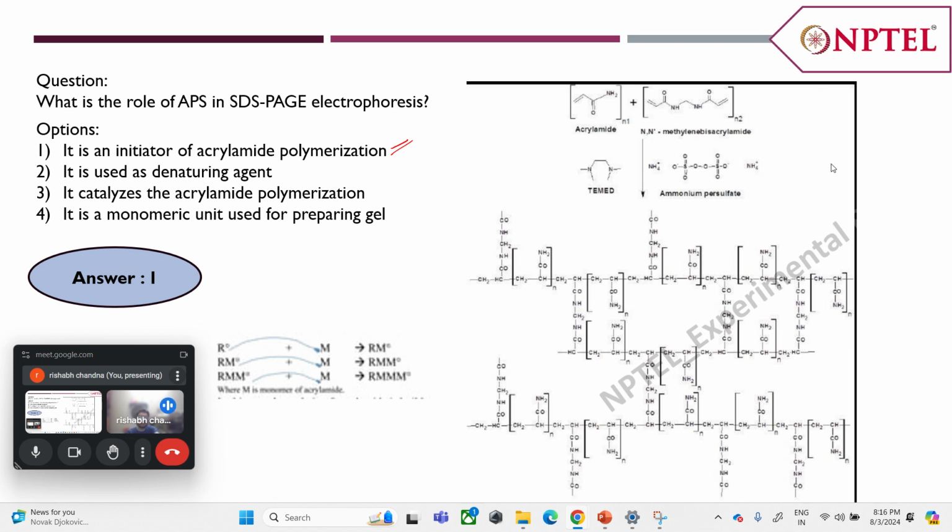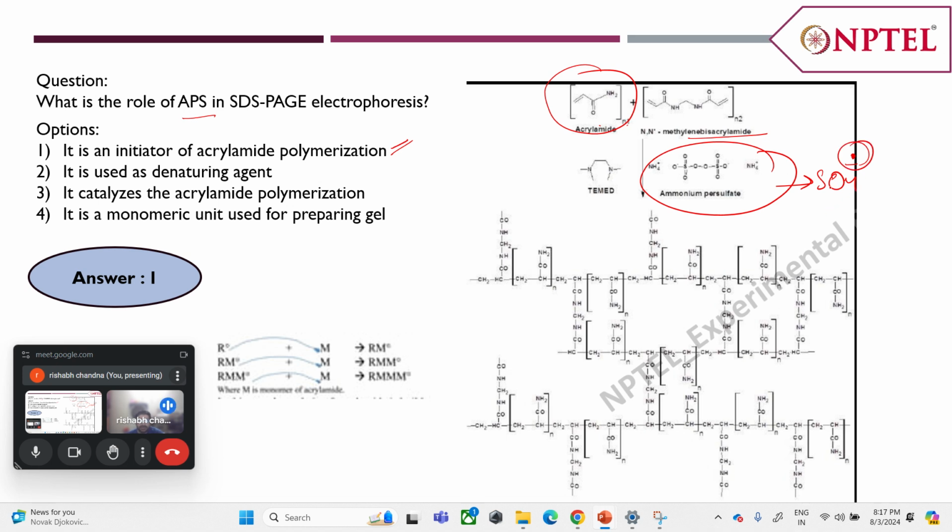So what happens for a PAGE to polymerize? There are two components required. That is the main component, acrylamide and bisacrylamide. Okay, so acrylamide and bisacrylamide form a polymer. To form multiple chains, it would require a free radical mechanism. And how does this radical mechanism work? This is because of the ammonium persulfate, that is APS. So APS provides the sulfate free radicals.